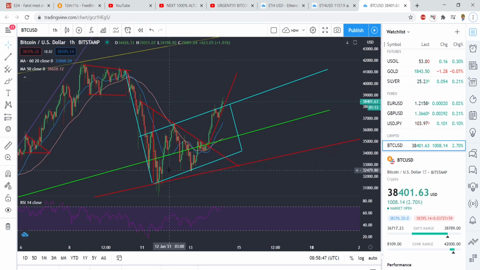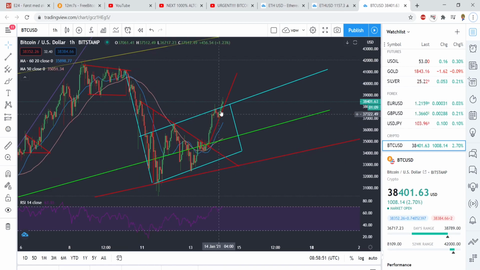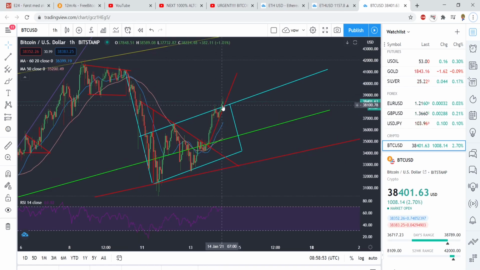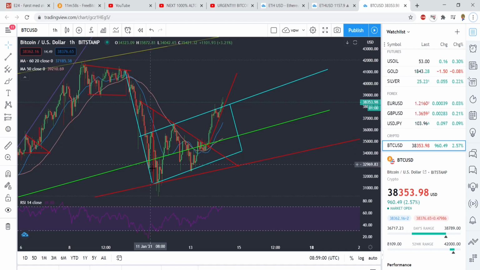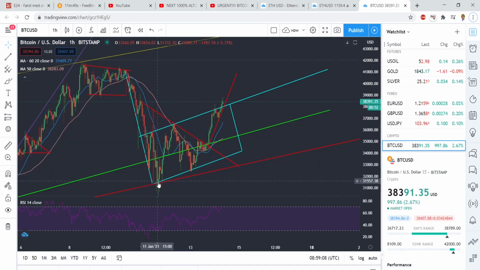We had a bear flag yesterday. We have broken to the upside of this bear flag. I did not see too many people talk about this bear flag, but I still think it's pretty clear that we had a bear flag. So what happened was we went down here.